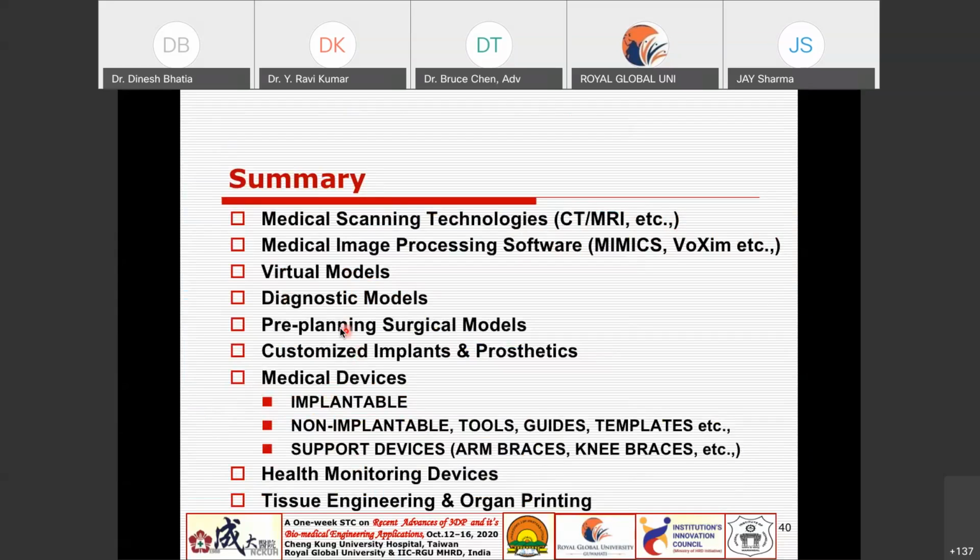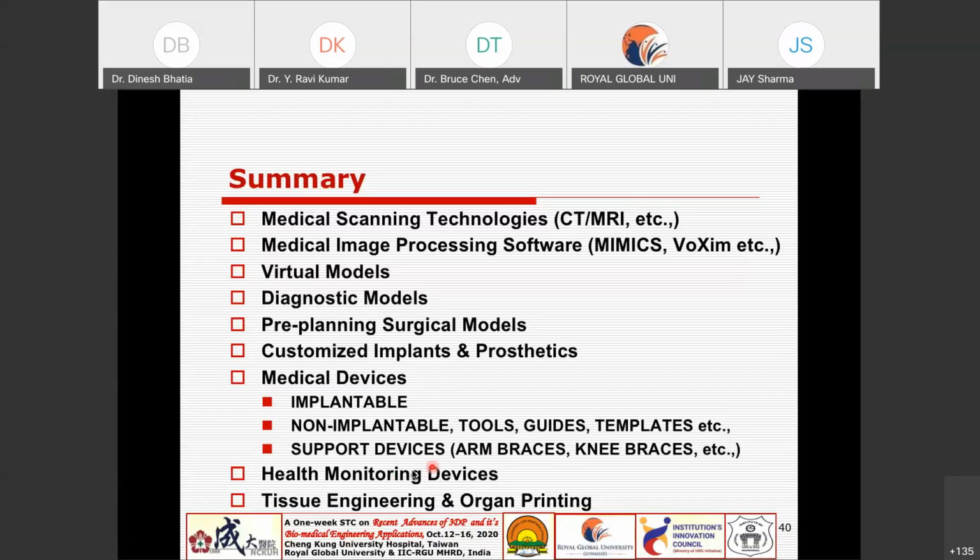So, to summarize what I have covered in these 35 or 40 minutes: we started with medical scanning technologies like CT, MRI, or other scanning modalities, and then processing of that data. You are then able to make virtual models, diagnostic models, pre-planning models, surgical models, and then customized implants, customized prosthetics, and medical devices that can be implantable or non-implantable, like tools, guides, templates, and supporting devices such as arm braces or knee braces, and health monitoring devices also.